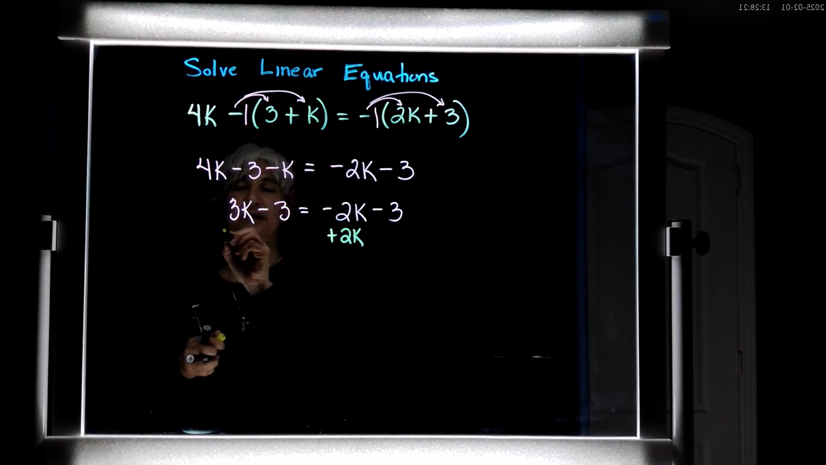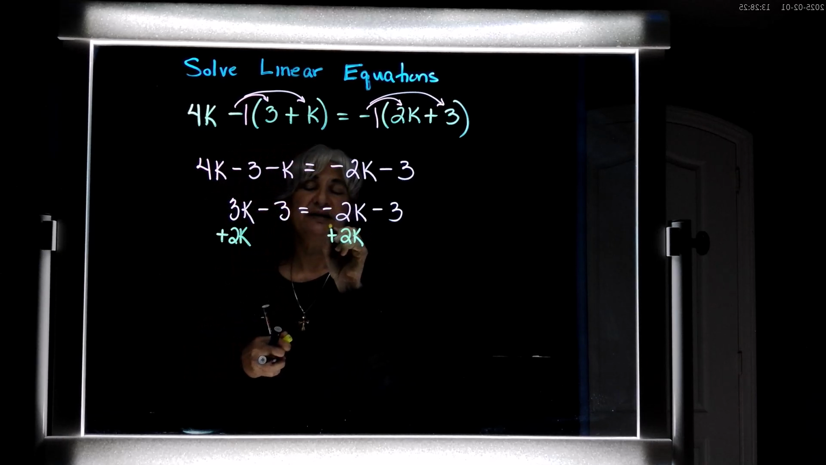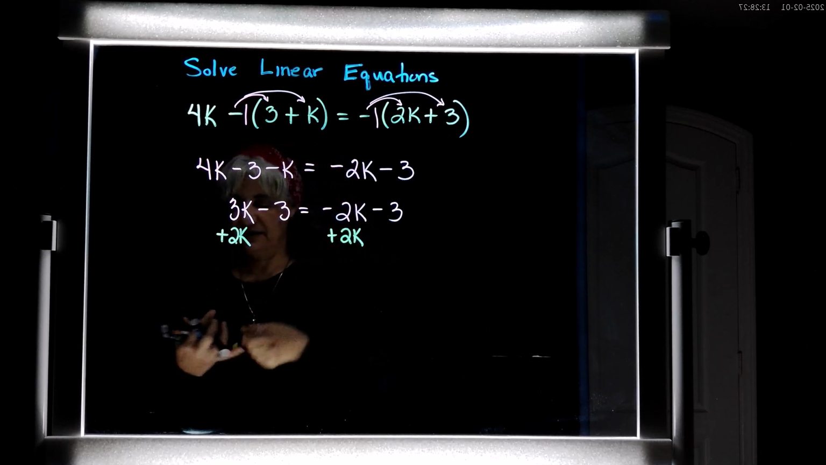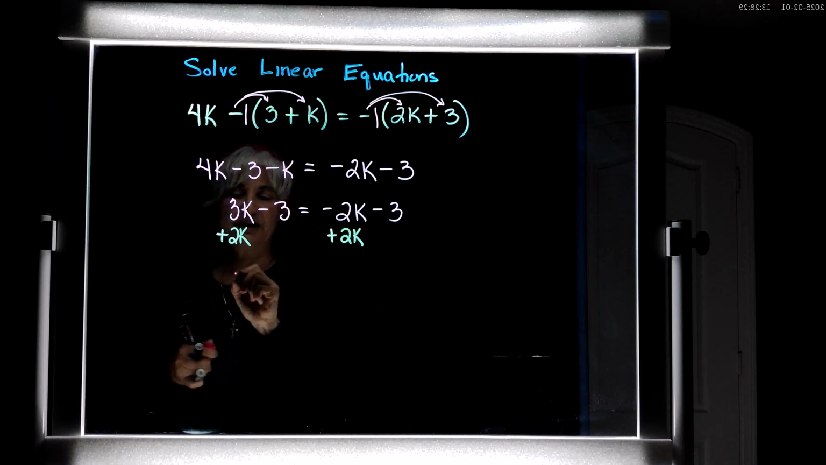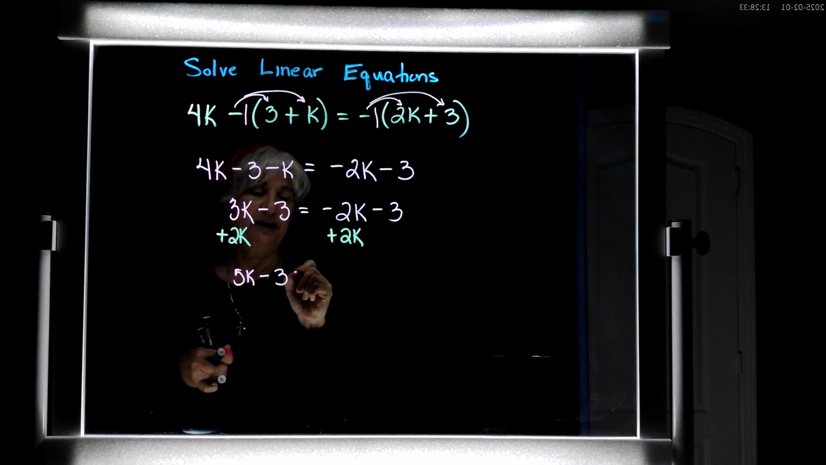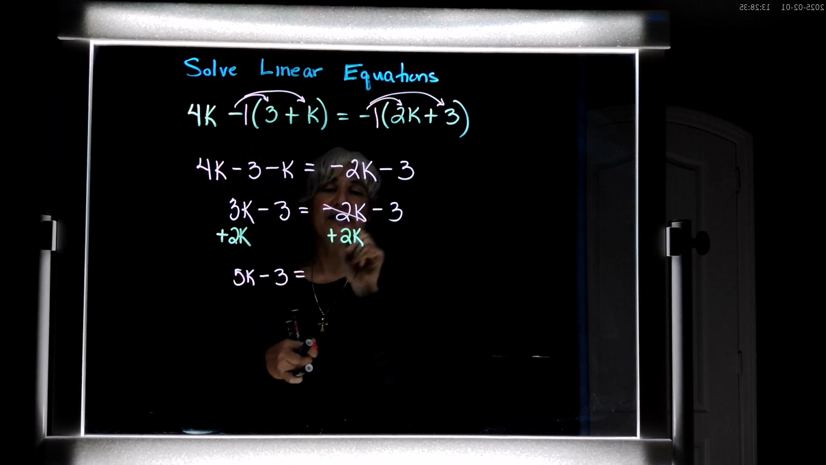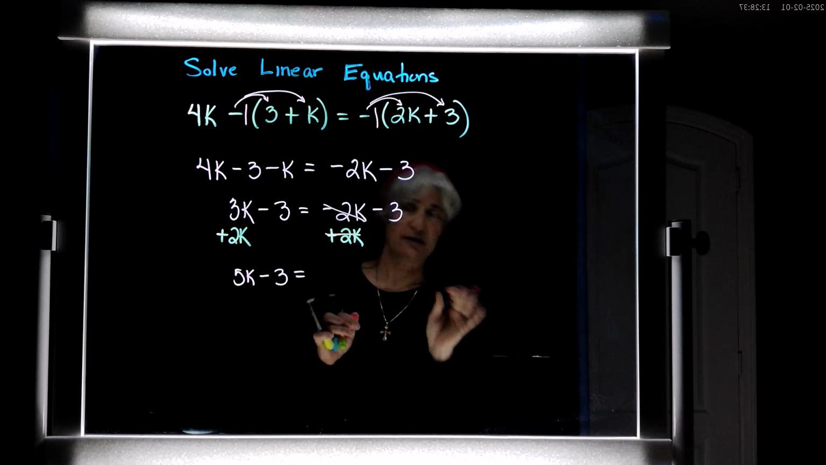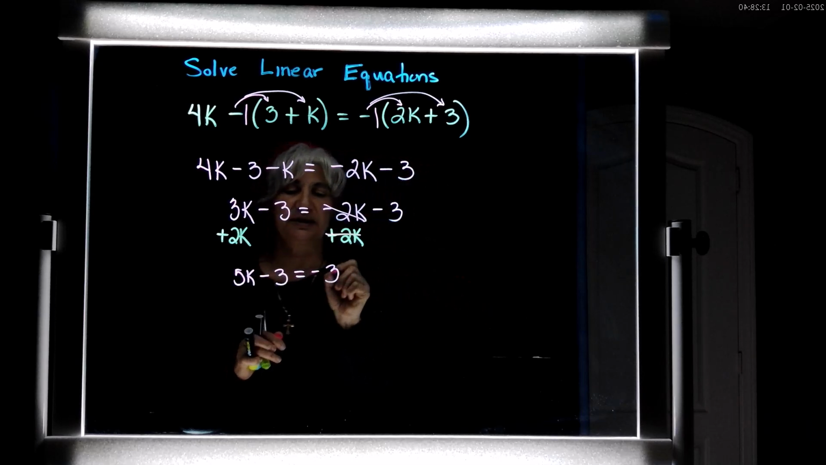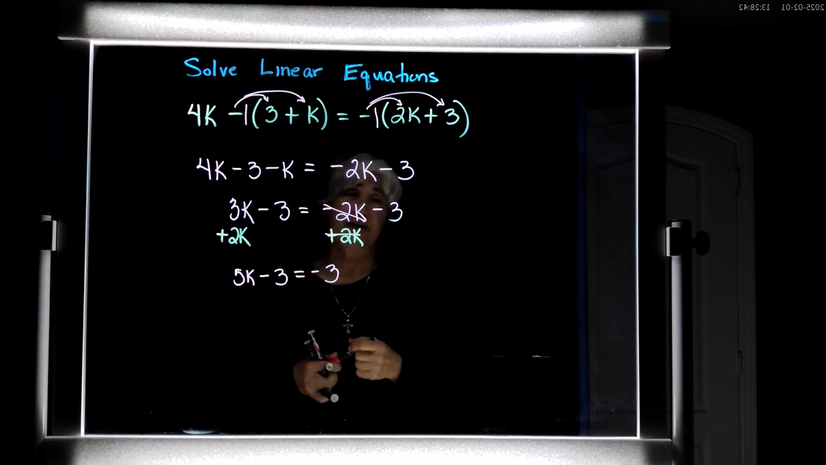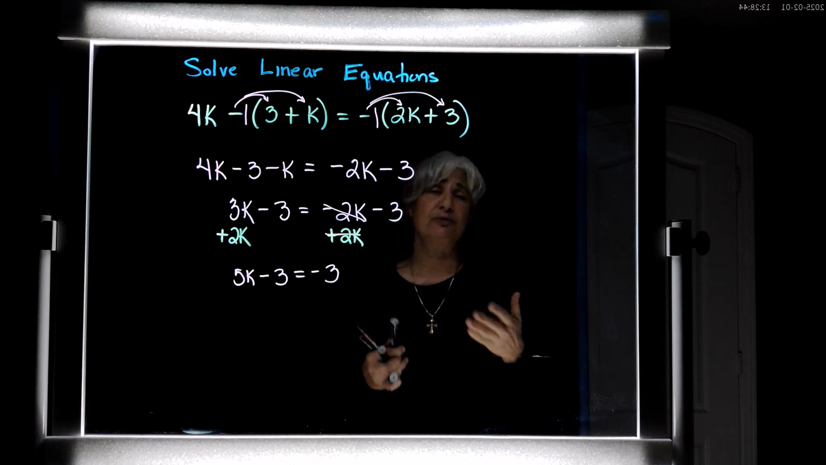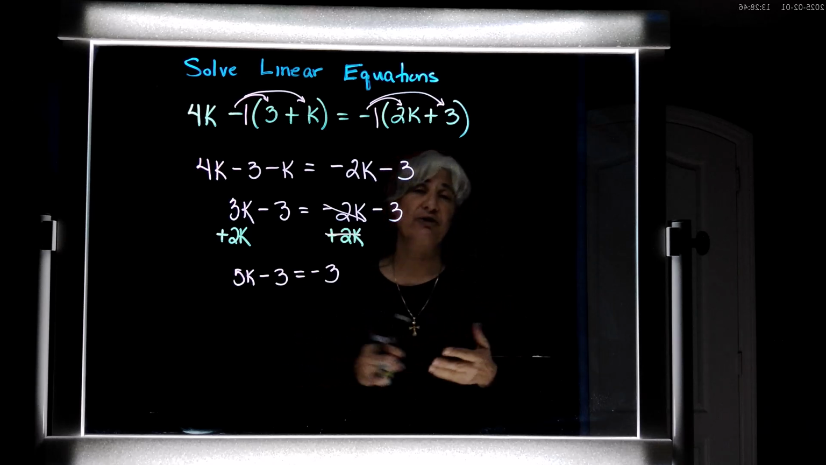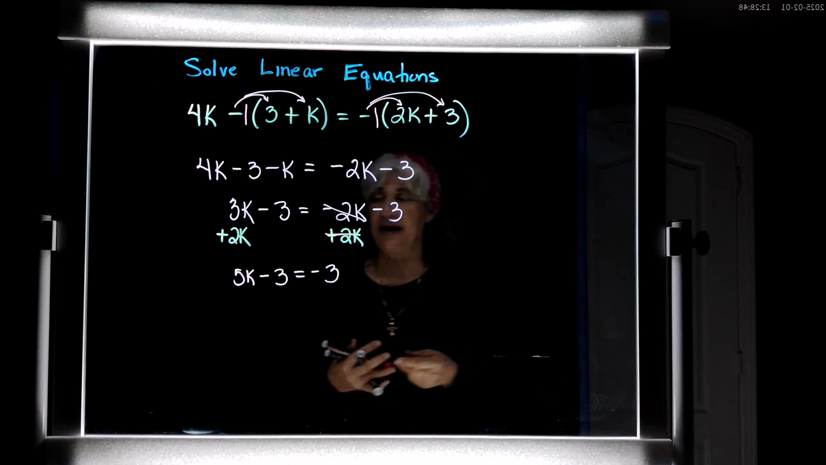If this is you, write this little step that you're going to be doing a positive 2k because that's a negative 2k on both sides, which means you're going to end up with 5k minus 3 on the left. On the right side, these 2 k's will drop, agreed? Equals a negative 3. So this is looking more and more familiar in terms of other linear equations that we have solved in the past.